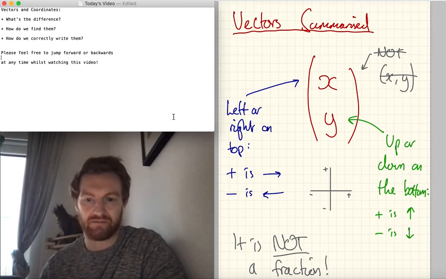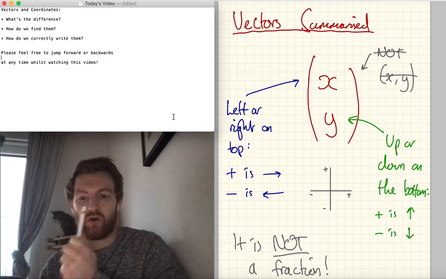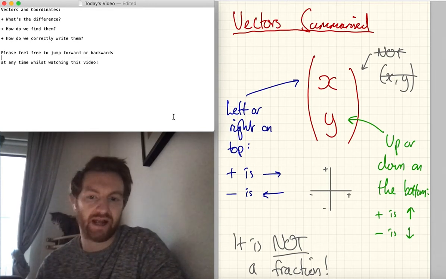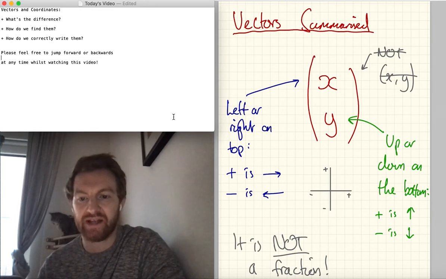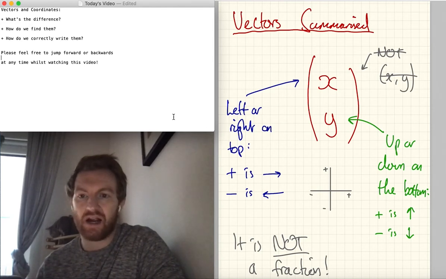It's not a fraction. And that's vectors, and that's coordinates. They're two different things. To summarize, coordinates is where something is, like your address. If you were talking to your friend and they say, where do you live? You might say, oh, my address is this. And it's the same wherever you are coming from, your address is your address.